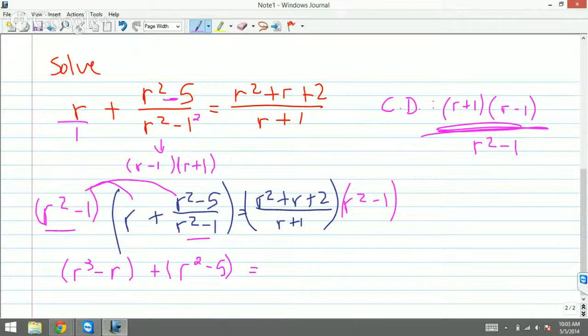Okay. What happens on the right side? We obviously will have R squared plus R plus 2. So the denominator disappears, obviously. What's left over? Knowing that this is this.